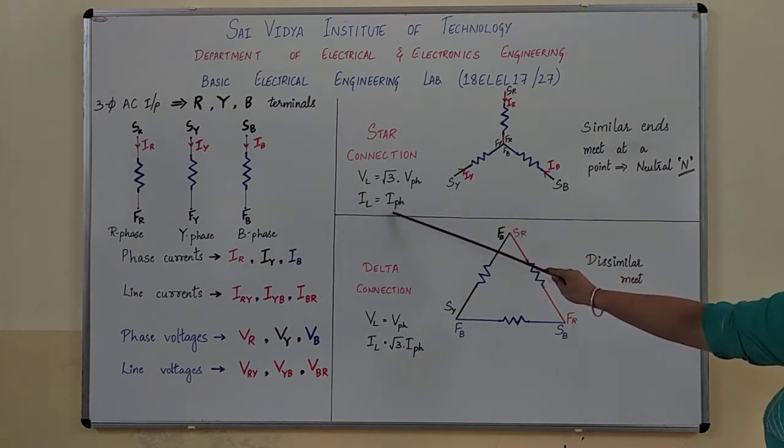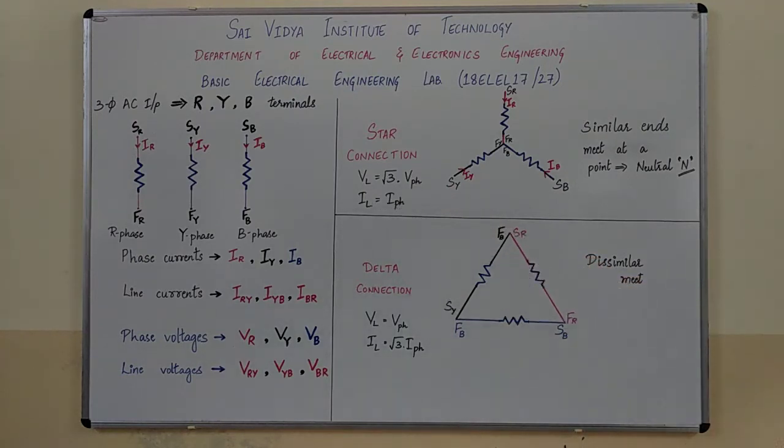Next comes the delta connection, in which we see that the start of R phase, finish of R phase, this is one phase. The finish of R phase is connected to the start of B. Then finish of B is connected to the start of Y.